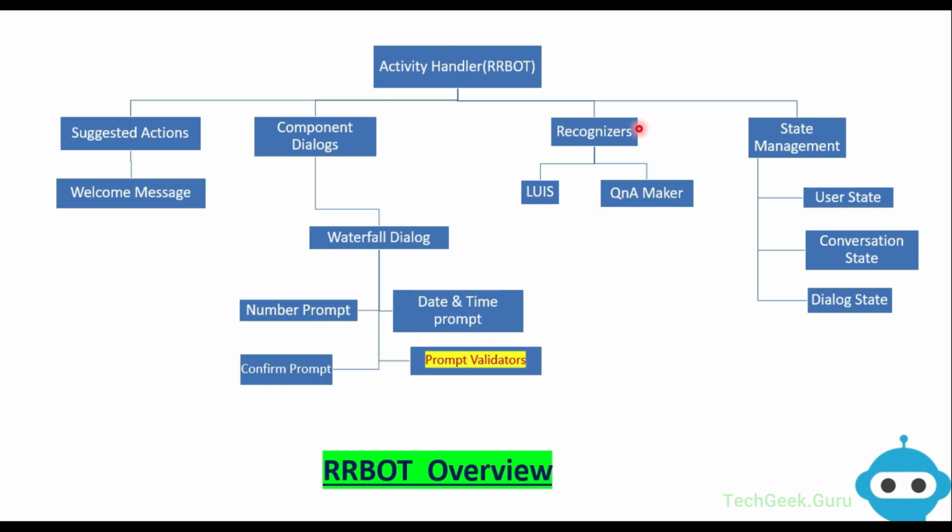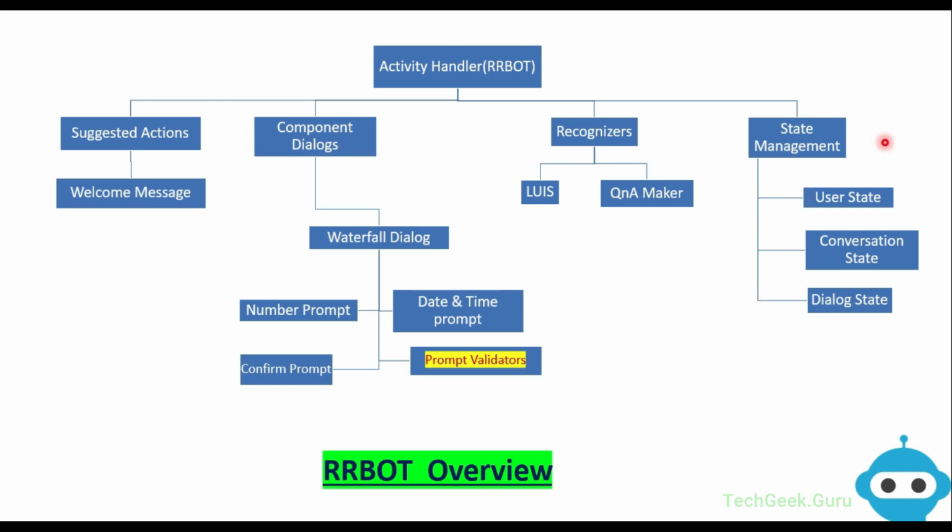Coming to recognizers, we are going to use recognizers to create LUIS and QnA Maker Cognitive Services objects. We're going to use recognizers to register the LUIS and QnA Maker services in our bot, and these recognizers will connect to the LUIS and QnA Maker endpoints, and we'll send the user query to these endpoints, and we'll get back a response from these cognitive services, which we will use to route our incoming activities to one or another component dialog.